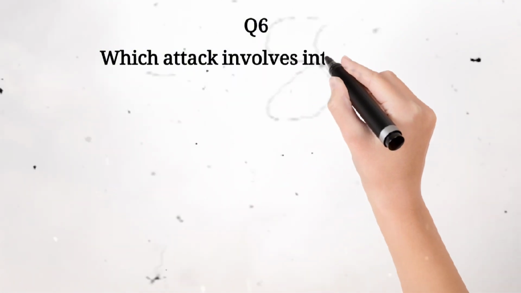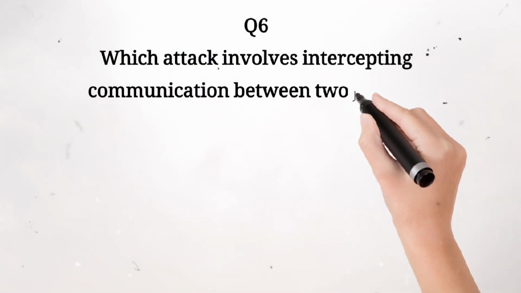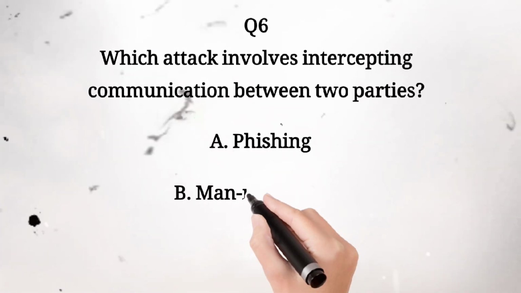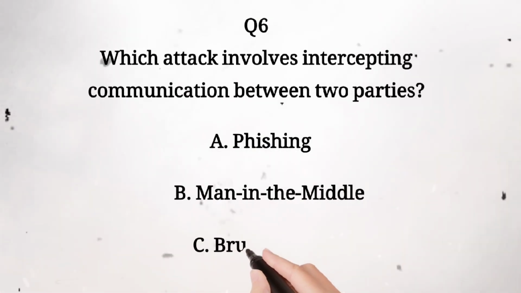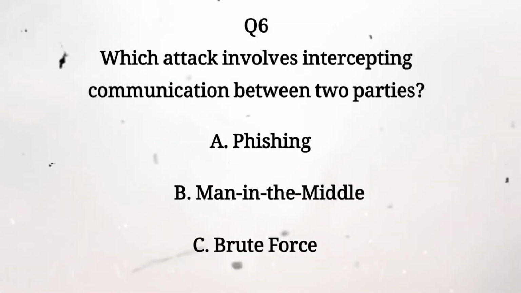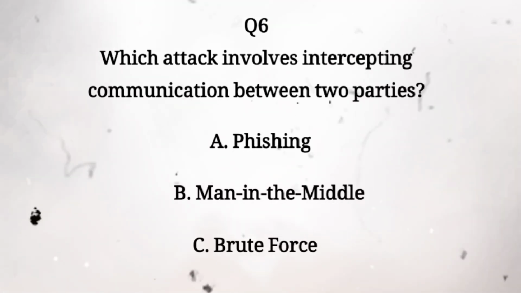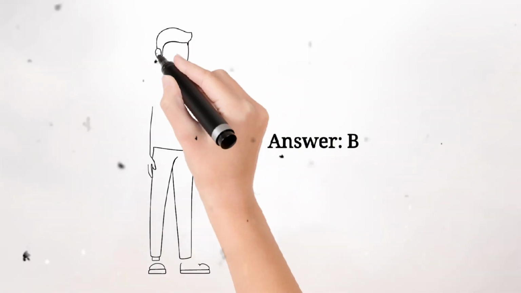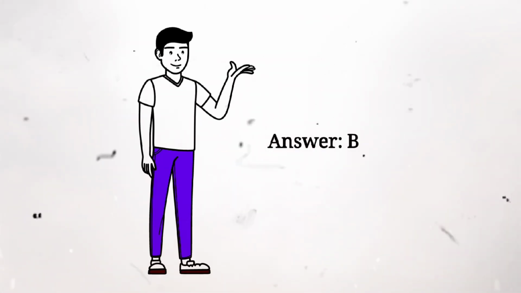6. Which attack involves intercepting communication between two parties? A. Phishing. B. Man in the middle. C. Brute force. Your time starts now. Answer B. Classic, but still very relevant.